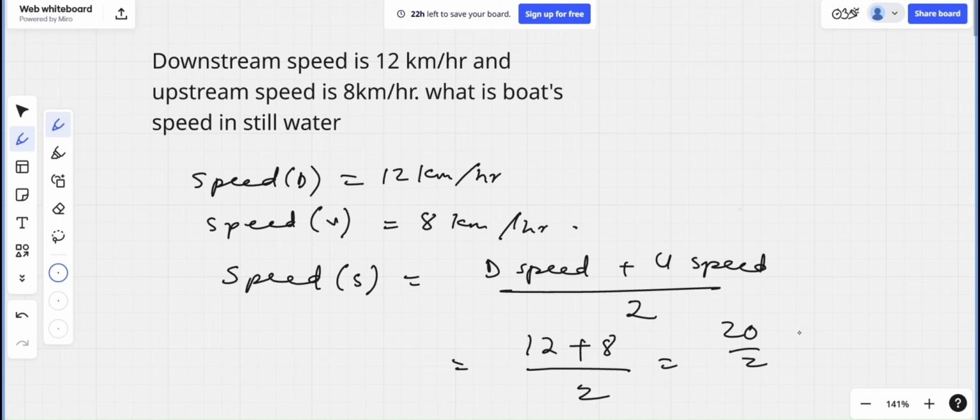So it's 20 by 2. So the still water speed is 10, 10 kilometer per hour. Now do you get it? I hope you get it.